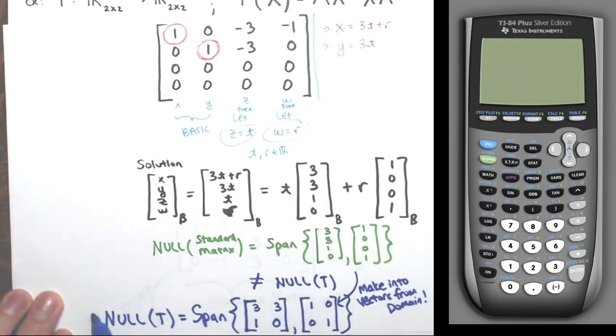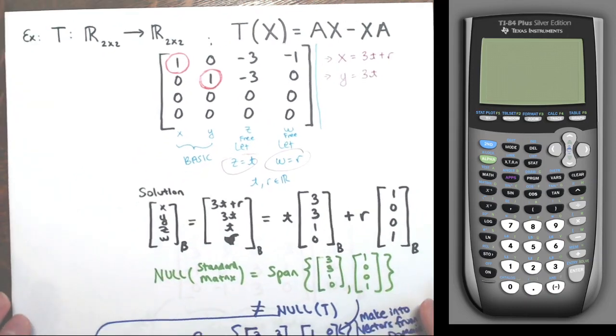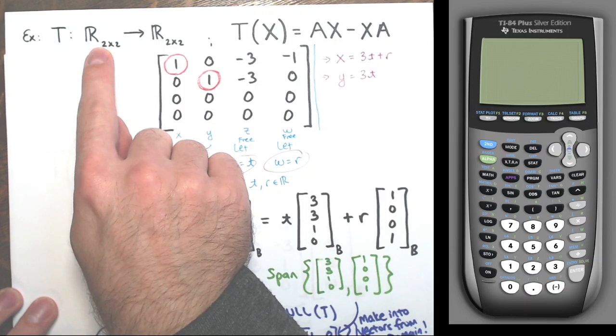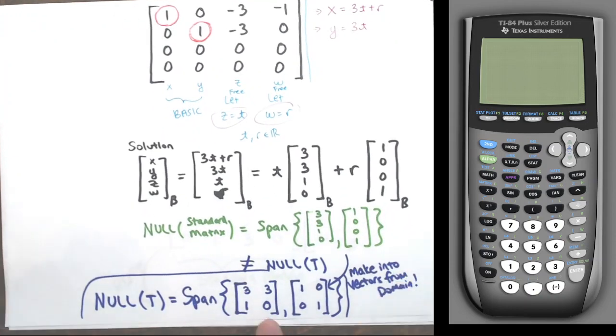And there you go. There's the null space of this transformation. Every matrix that maps to the 0 matrix is going to be a linear combination of these two matrices here. All right.